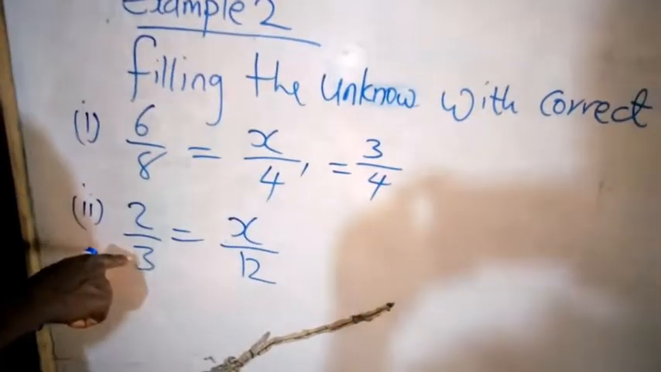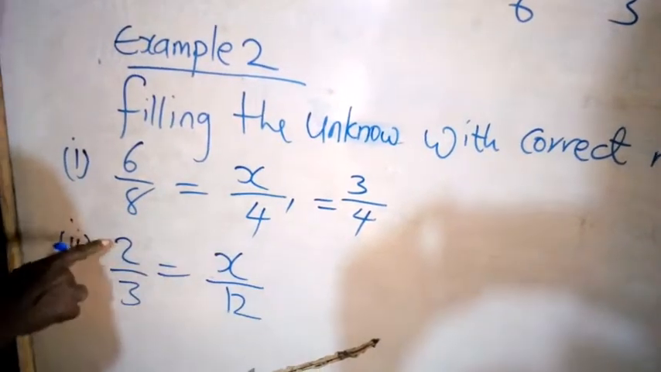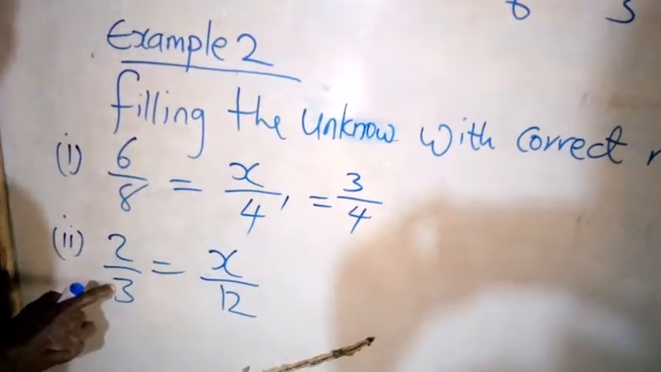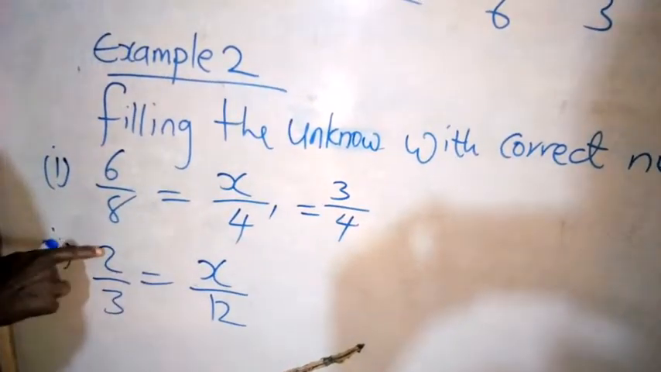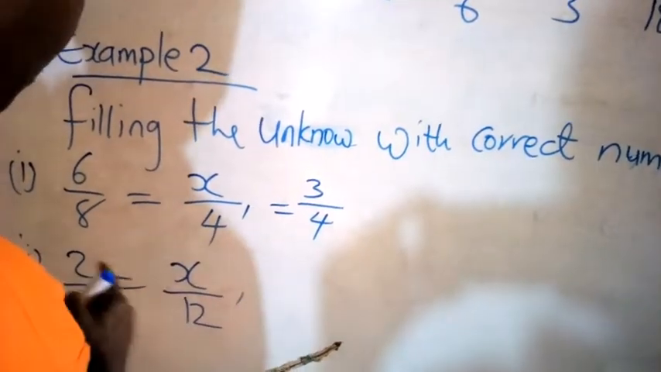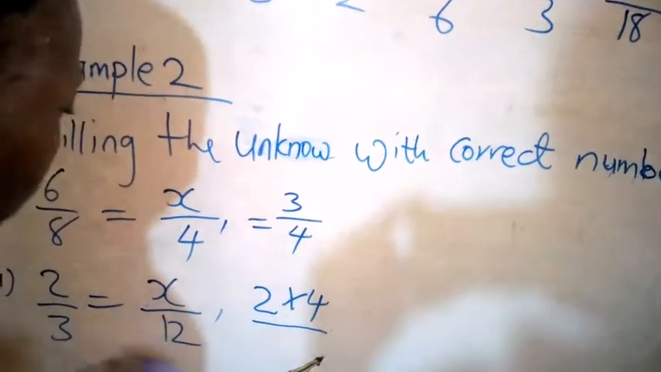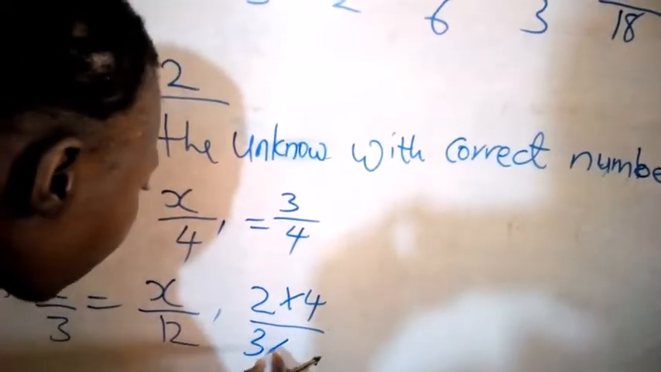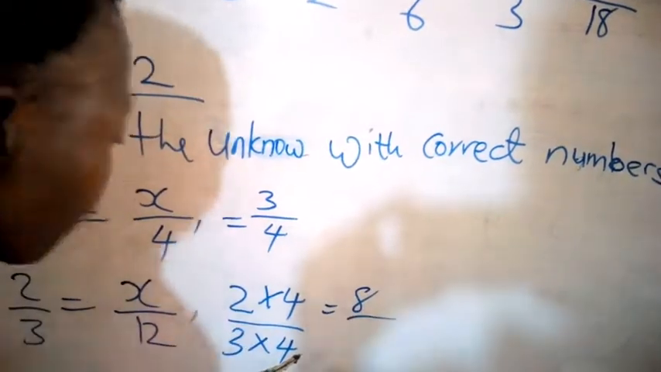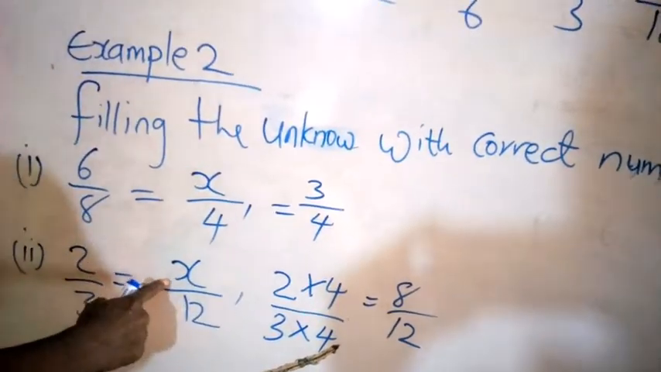Now, we are going to look for a number that we use to multiply this to give us this. That same number, we will use to multiply the numerator to give us the unknown. So, 4 multiplied by 3 will give us 12. That same 4 multiplied by 2 will give us 8. Therefore, 2 over 3 is the same thing as 2 times 4 over 3 times 4, which gives us 8 over 12. So, our x, which is the unknown, is 8.